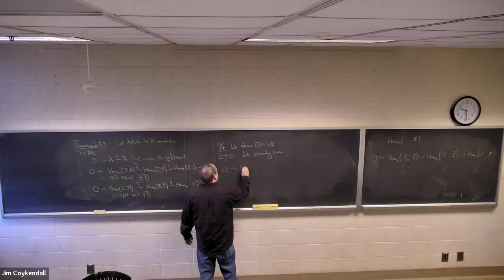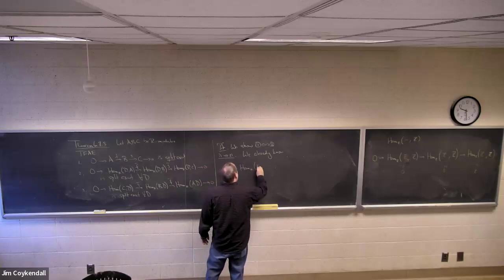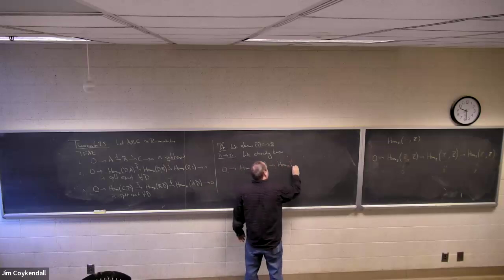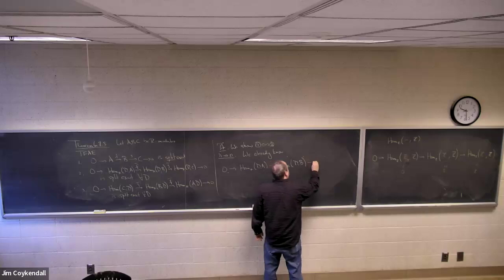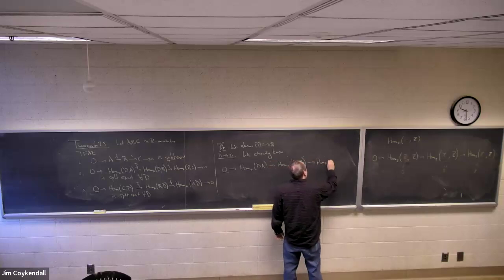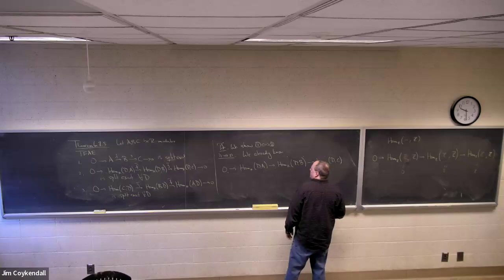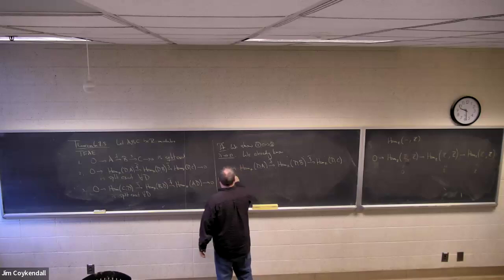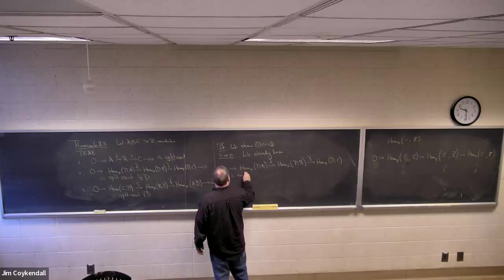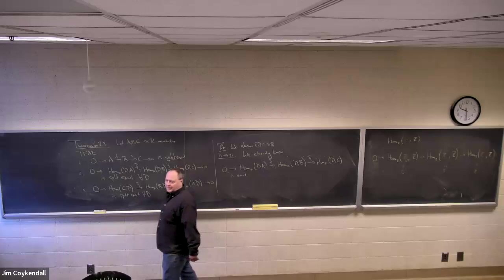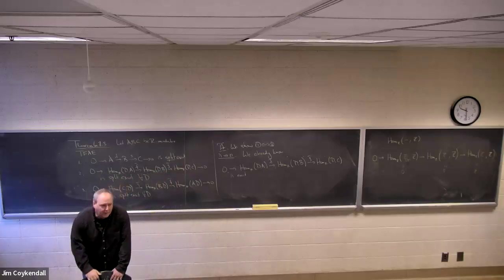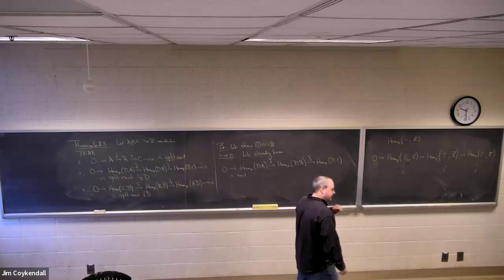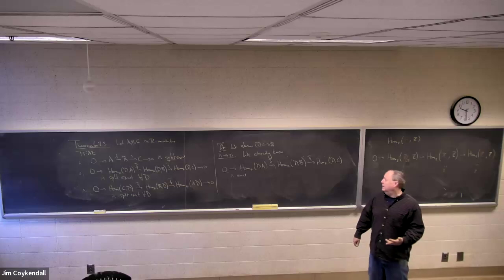So we already know zero, Hom(R, A), Hom(R, B), Hom(R, C) is exact. We already know that, right? So my burden is a little bit less. There's really two things I've got to show.